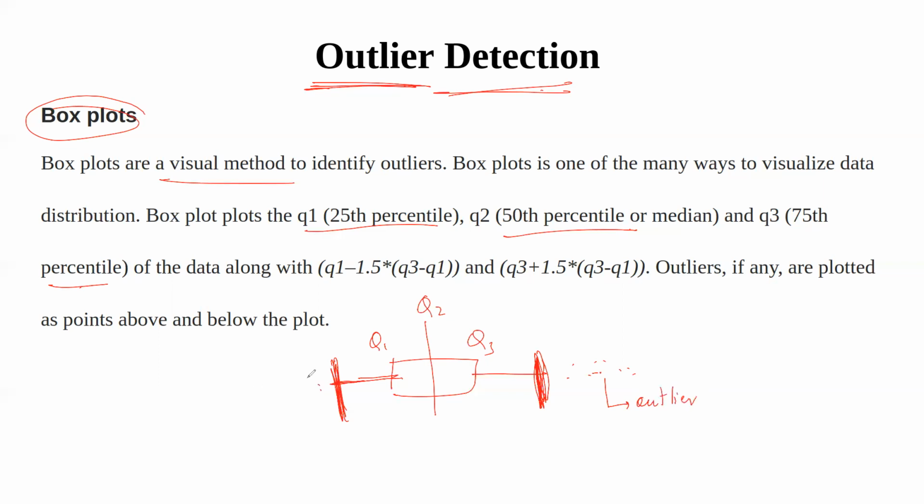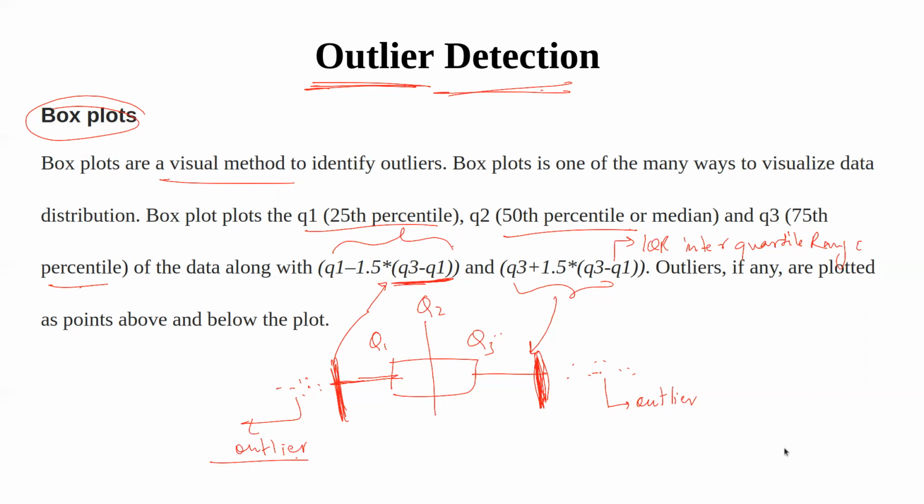Any point lying to the left of it can also very well be considered an outlier. How can we figure out this line? This line can be figured out by using this formula. This line is Q3 plus 1.5 times (Q3 minus Q1), which is also called the interquartile range. And this other line can be found using this formula, which is Q1 minus 1.5 times the interquartile range, right?